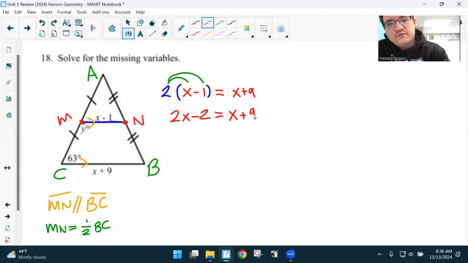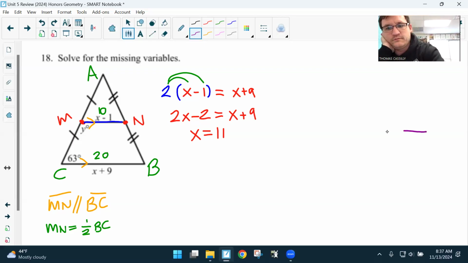Now just standard solving from here, subtract an x, add a 2, and we're going to get x equals 11. Now, if I want to confirm that what I say is true, I plug in the 11. x minus 1, or 11 minus 1, is 10. x plus 9, or 11 plus 9, gives us 20. So that agrees with what we are talking about. MN is 10, BC is 20. It all works out.